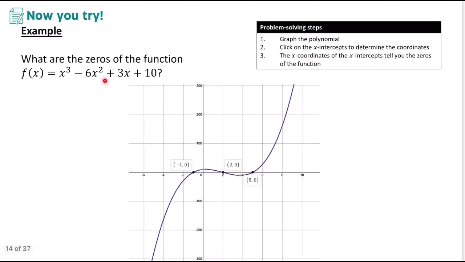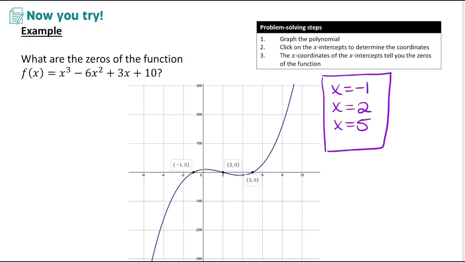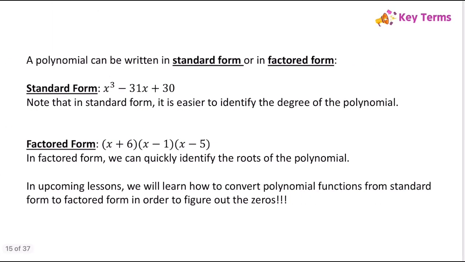So if you type this polynomial into Desmos, you'll see that it crosses the x-axis 3 times. So each of those x-intercepts tells me the value of a 0. So we have zeros at x equals -1, x equals 2, and x equals 5. Okay, notice that this does follow the fundamental theorem of algebra because I have a third degree polynomial and I have 3 zeros.